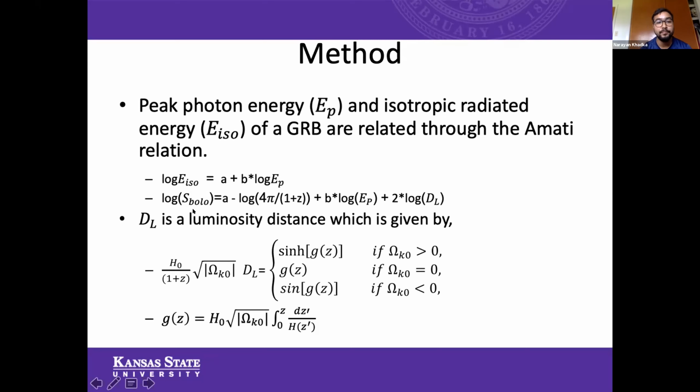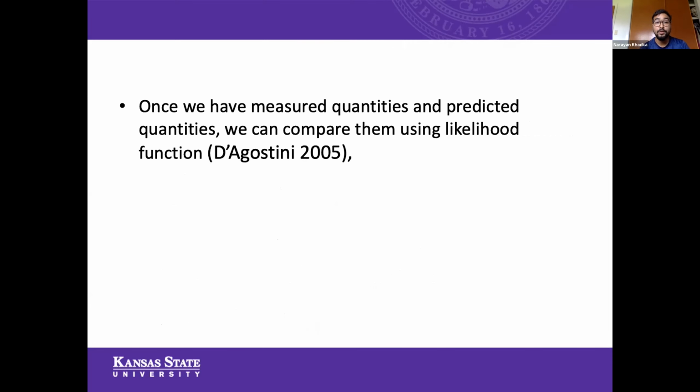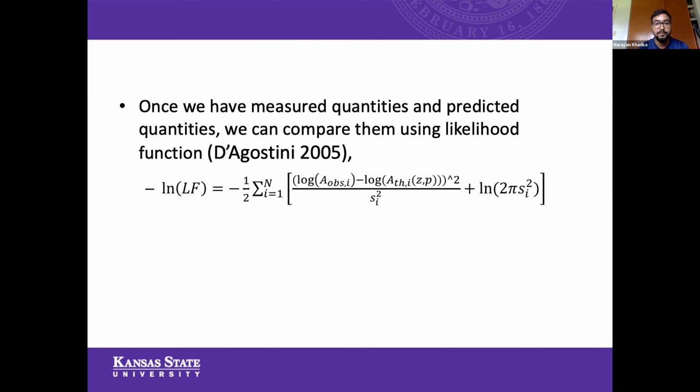And also we have observational measurements for the bolometric fluence. So once we have measured quantities and predicted quantities, like a measured bolometric fluence and a predicted bolometric fluence, we can compare them using a likelihood function, which is given by this. This is the likelihood function that we use to compare the predicted bolometric fluence and the measured bolometric fluence. Here, S observation is the observed bolometric fluence and S theoretical is the predicted value of the bolometric fluence for a certain redshift.